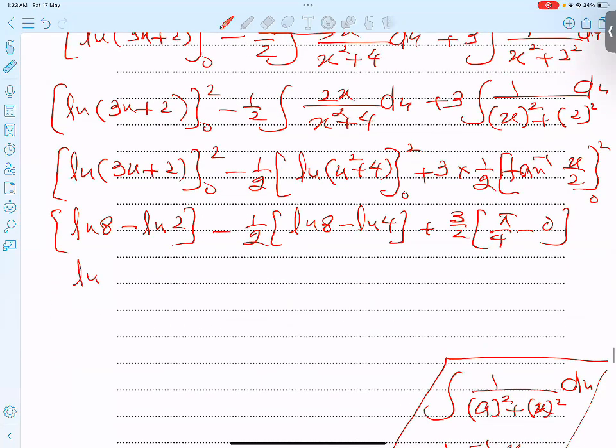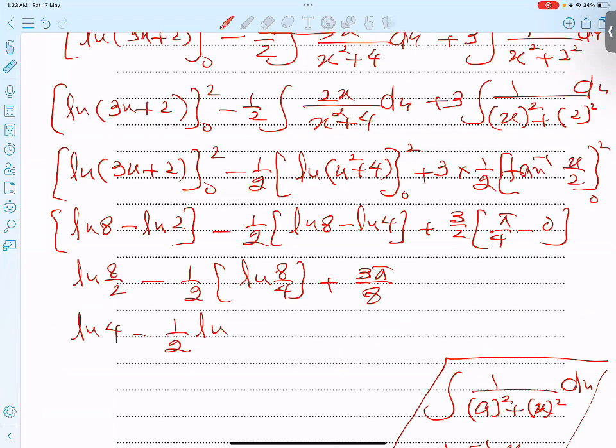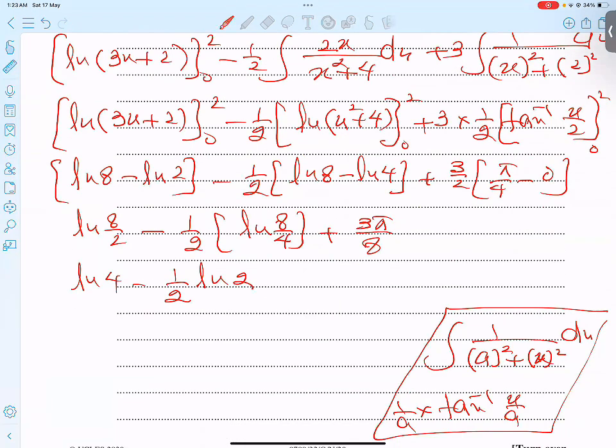Here I got ln 8, so 8 by 4 divide, because due to the negative sign, these values will divide. And same story here, in the bracket log of 8 by 4. And this multiply 3 pi by 8. So here I got ln 2 minus half times 2 ln 2. This 4, I can write as 2 square. This 2 will go down. We got 2 ln 2 minus half ln 2. And this 3 pi by 8 is the same.